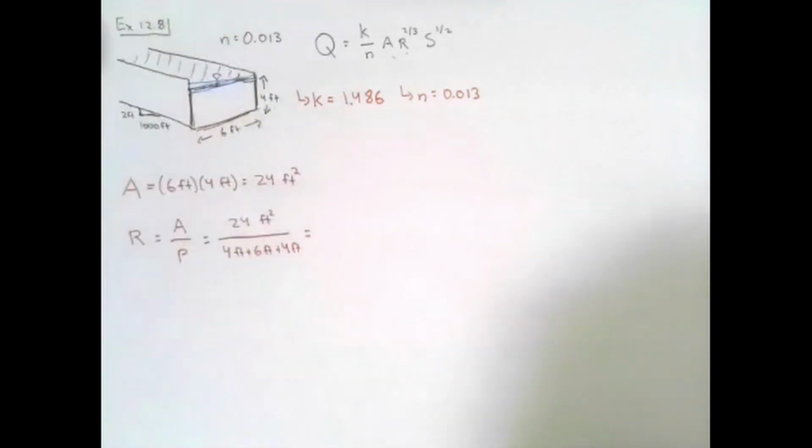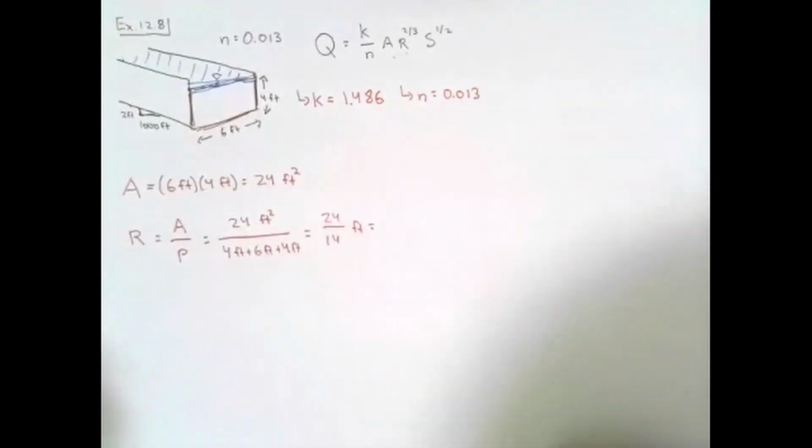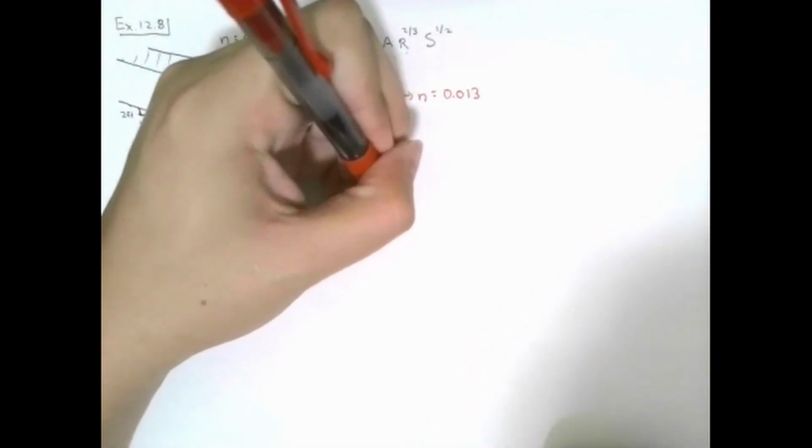So we get that the hydraulic radius is 24 over 14 feet squared over foot, which is just foot. And 24 divided by 14 should give us about 1.71 feet. So good, we found our hydraulic radius.